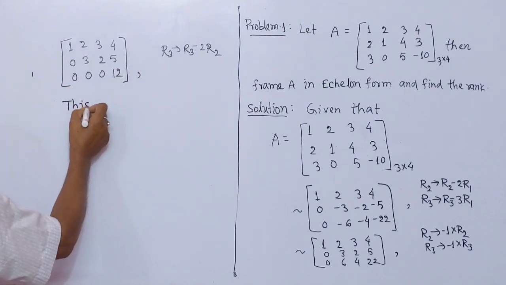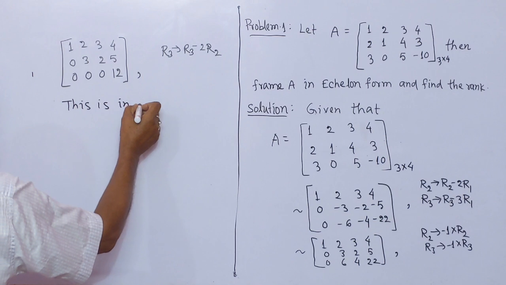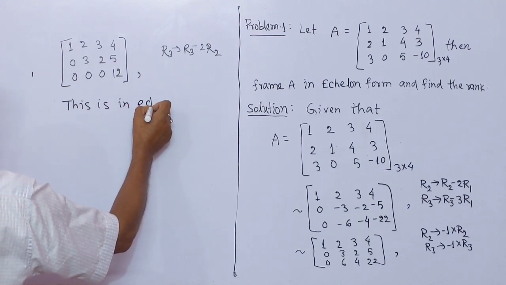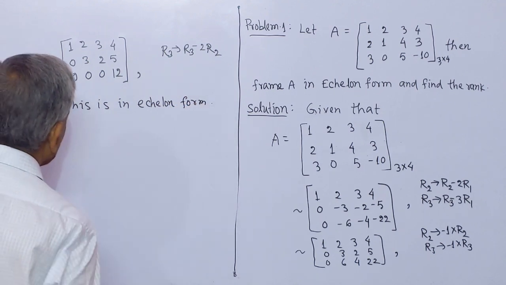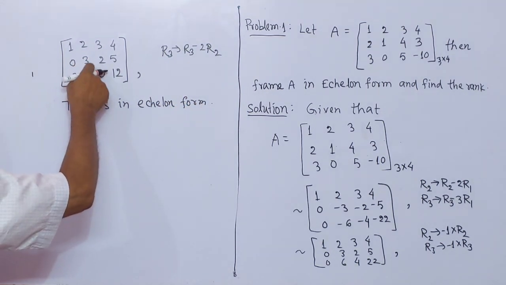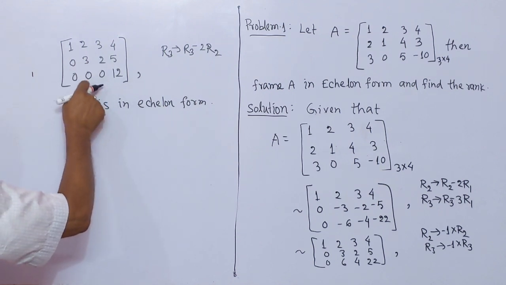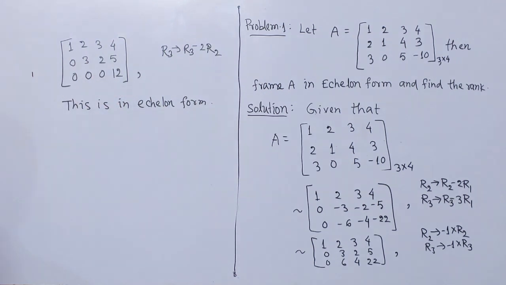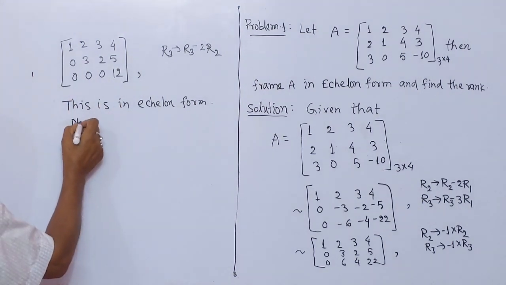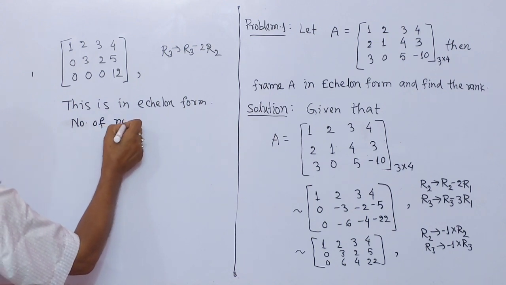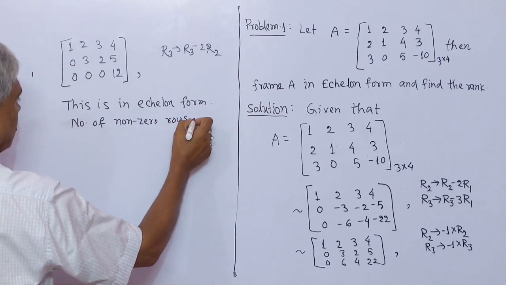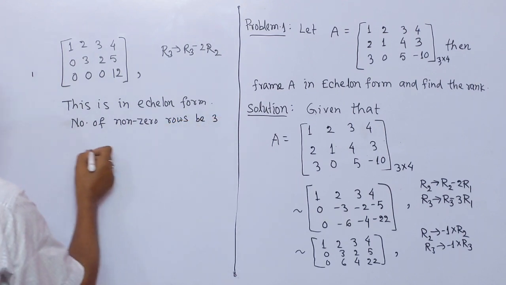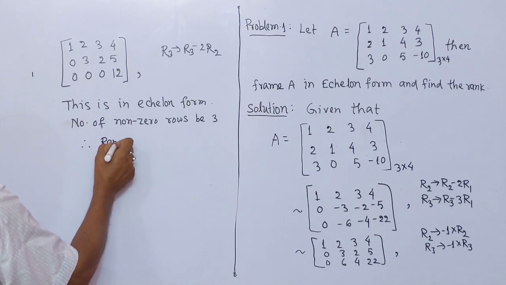This is in echelon form. Here the number of zeros before the non-zero entry of the second row is less than the number of zeros before the non-zero entry of the third row. The number of non-zero rows is 3. Therefore rank of A equal to 3.